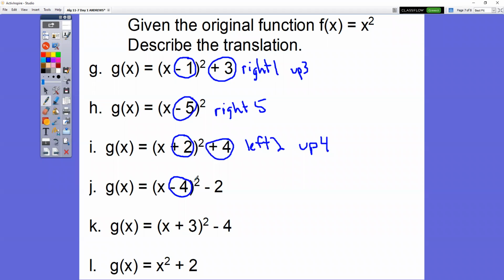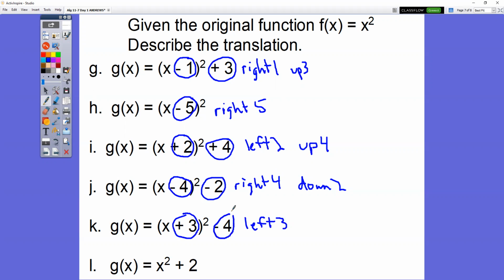Subtracting 4 just from the x makes it go right 4. Subtracting 2 from the whole thing makes it go down 2. Adding 3 just to the x makes it go left 3. Subtracting 4 from the whole thing makes it go down 4.